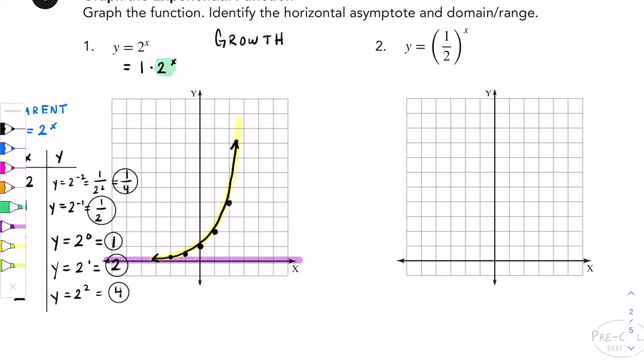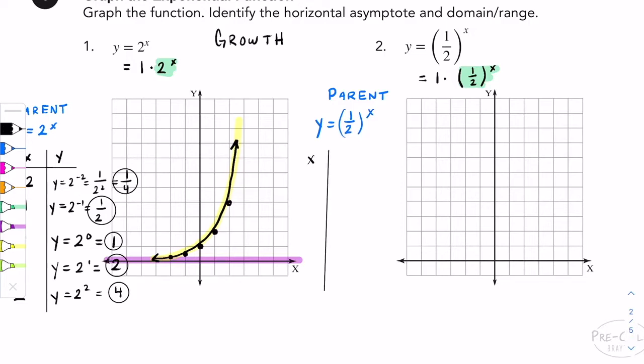Okay, number 2. Our a value in number 2 is 1, and our b value is 1/2 raised to the power of x. Whatever term is raised to the power of x is going to be your parent graph. For number 2, our parent graph is 1/2 raised to the power of x. And we'll test our 5 key values.